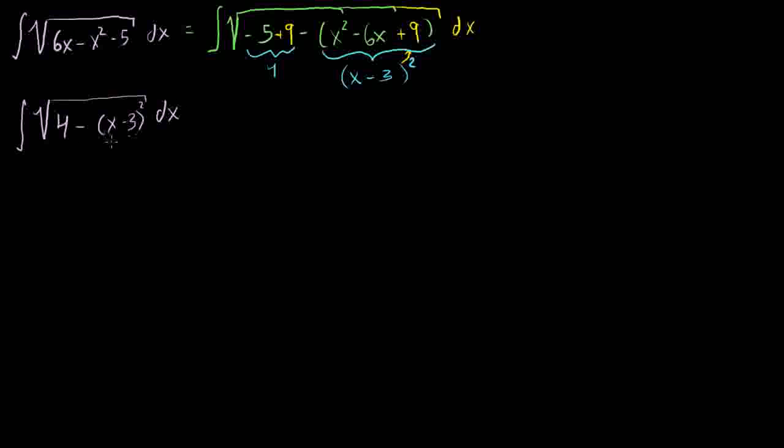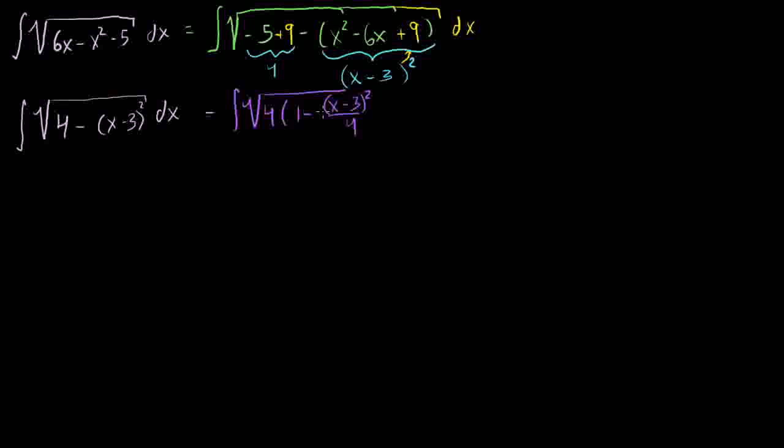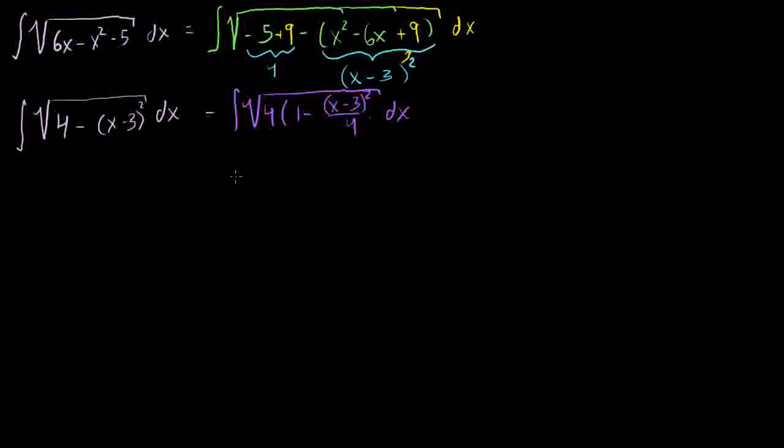Now this is starting to look like a form that I like, but I like to have a 1 here. So let's factor a 4 out. So this is equal to the integral of the radical, and we'll have the 4 times 1 minus x minus 3 squared over 4. I just took a 4 out of both of these terms. If I multiply this out, I'll just get back to that right there. dx. And now this is starting to look like a form that I like.